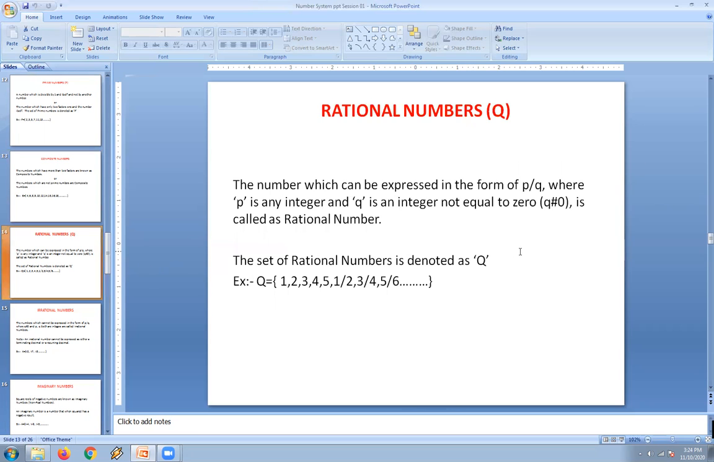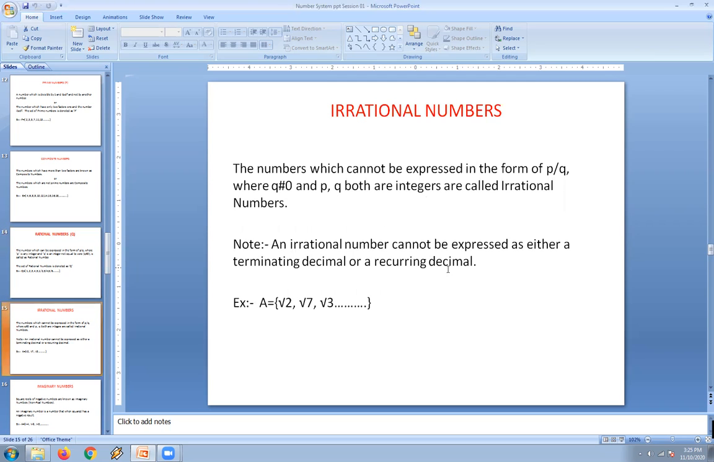And the next type is the rational number, which we represent with the alphabet Q. The number which can be expressed in the form of P by Q, where P is an integer and Q is also an integer, but Q should not be equal to 0, is called a rational number. So they are 1, 2, 3, 4, 5, 1 by 2, 3 by 4, 5 by 6. All these are rational numbers. So 1, 2, 3 is nothing but 1 by 1, 2 by 1, 3 by 1. If the number is in the form of a fraction, it is called a rational number.